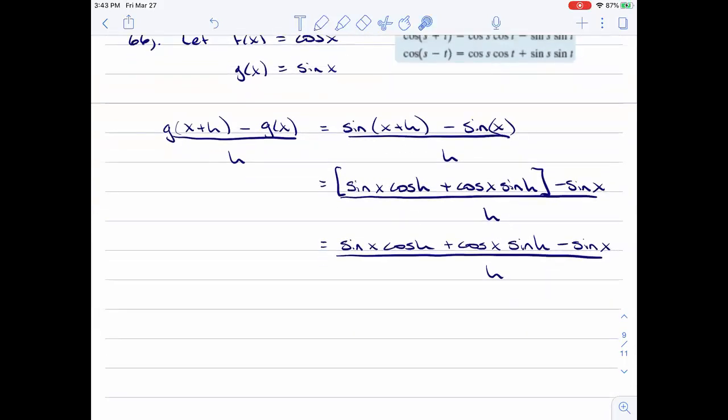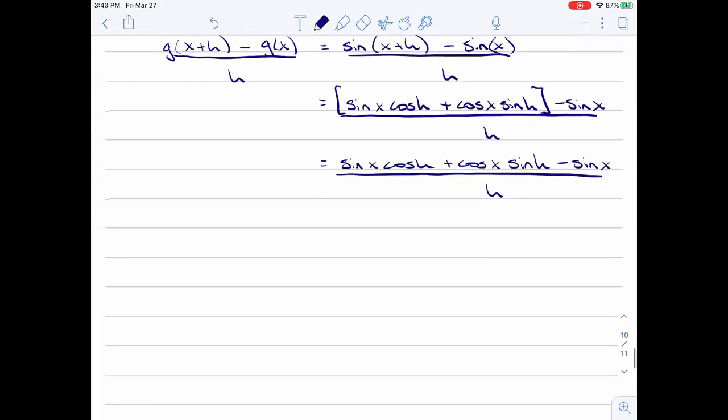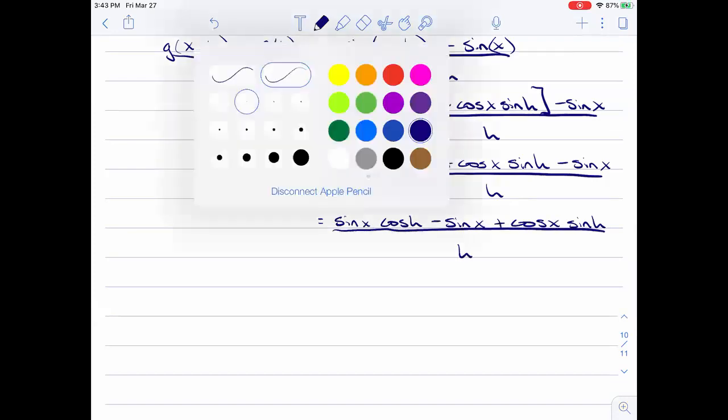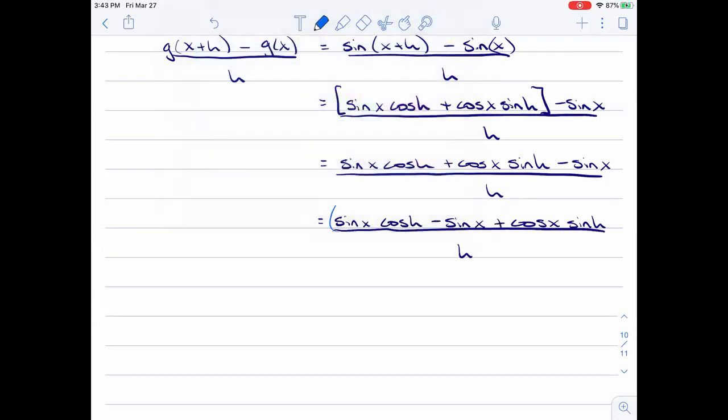I'm seeing a common sine x and sine x here, so I'm going to start there and see what happens. I'm going to group these just to take baby steps here: sine x cos h minus sine x plus cos x sine h over h. I just move these things around so that I can group them as one thing.